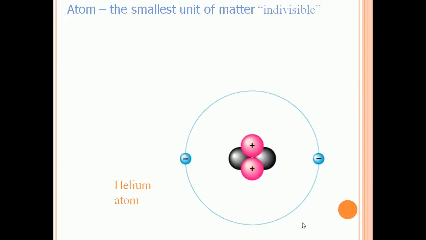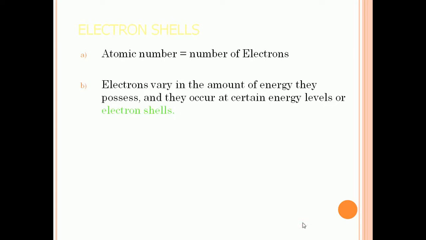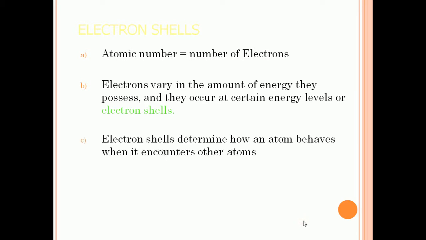So before starting chemical bonding, we should know what an atom is. An atom is nothing but the smallest unit of an individual element. Each and every element contains atoms. The number of electrons in an atom is exactly equal to the number of protons. Electrons vary in the amount of energy they possess, and they occupy certain energy levels in electron shells. The electron shell determines how an atom behaves when it encounters other atoms.